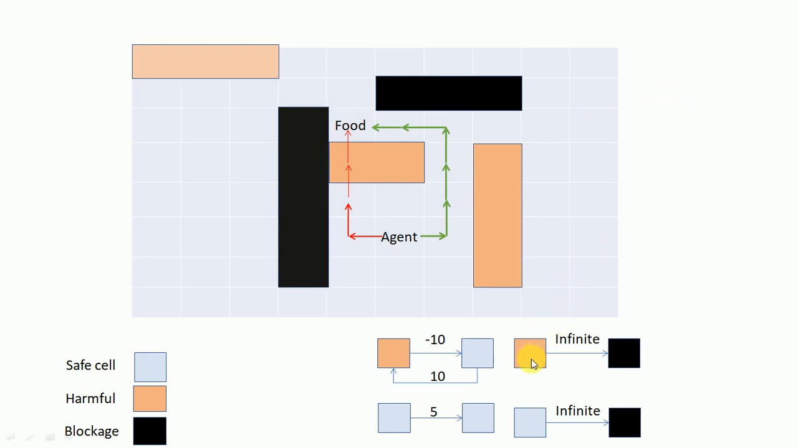And again, the cost of going from a harmful cell to a blockage has to be infinite, because that action is not allowed. Again, we need to minimize the number of steps that the agent takes. That's why we also incur a cost of transferring from one safe cell to another safe cell, which is 5. So in this way you can model the cost and come up with a solution.